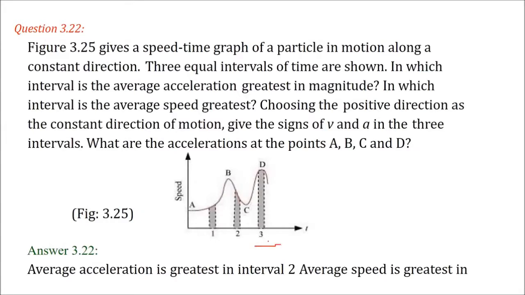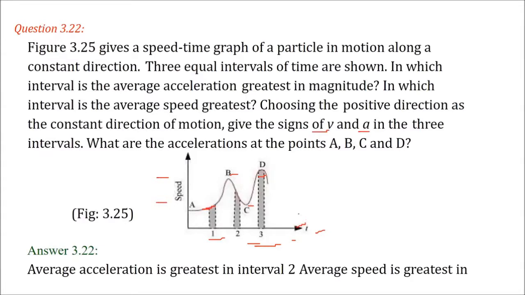Figure 3.25 shows a speed-time graph of a particle in motion along a constant direction. Three equal intervals of time are shown, 1, 2, 3. In which interval is the average acceleration greatest in magnitude? In which interval is the average speed greatest? We have to choose the positive direction as the constant direction of motion. We have to give signs to v and a in the three intervals. And what is the acceleration at points A, B, C and D?